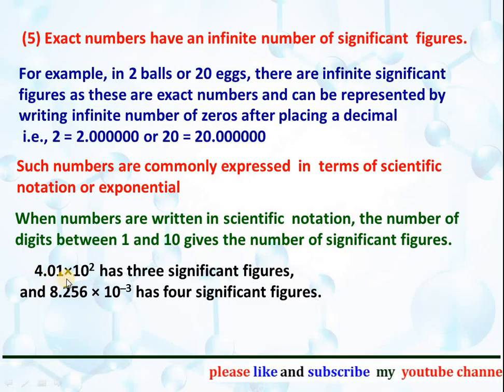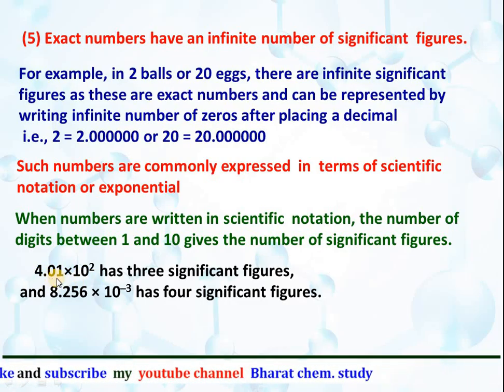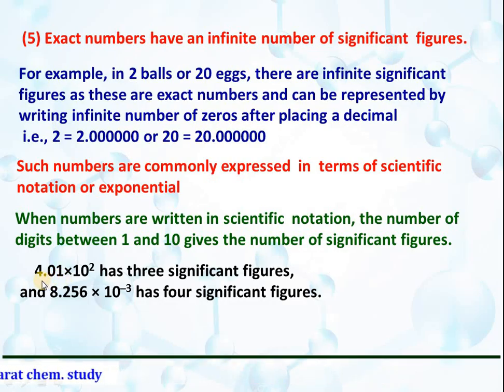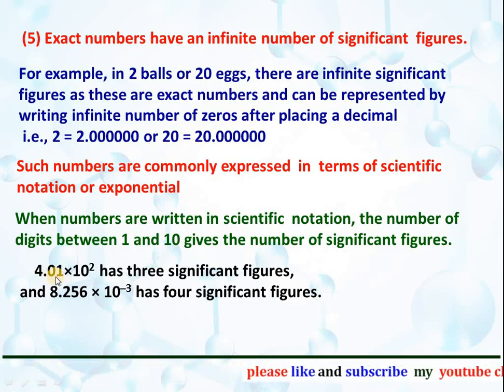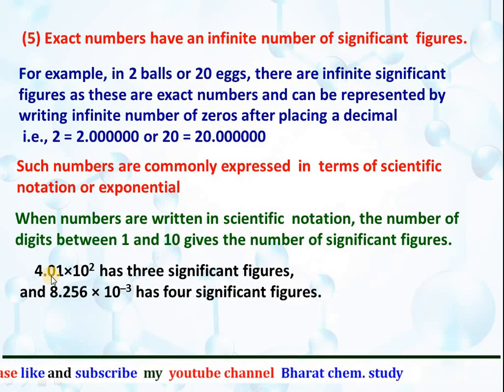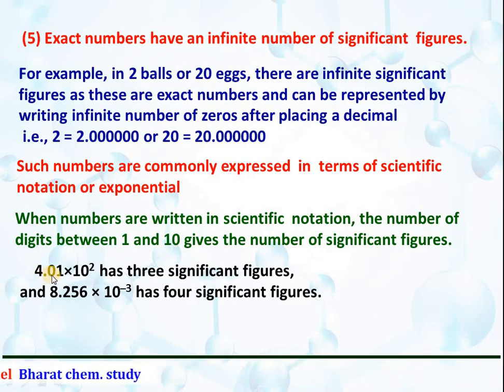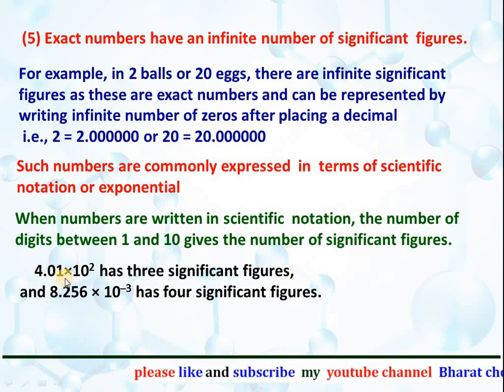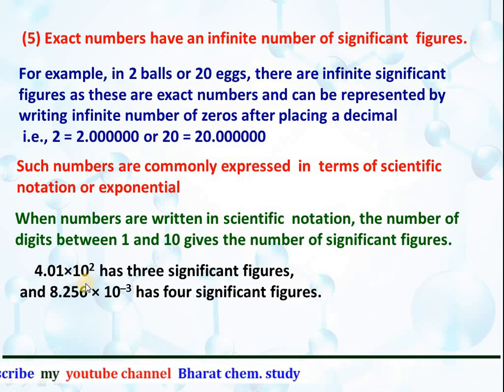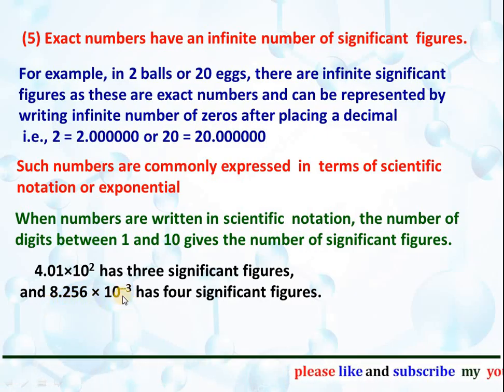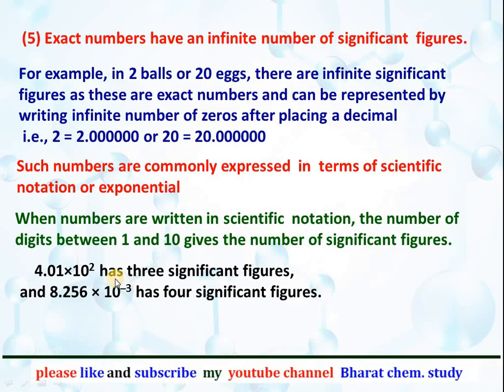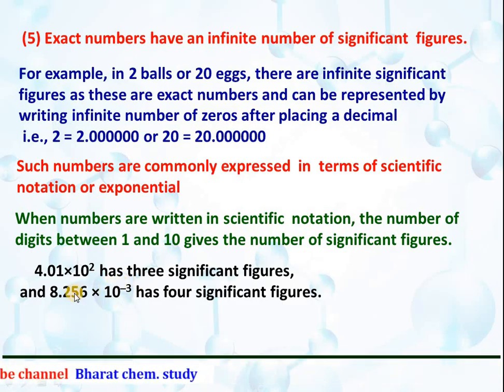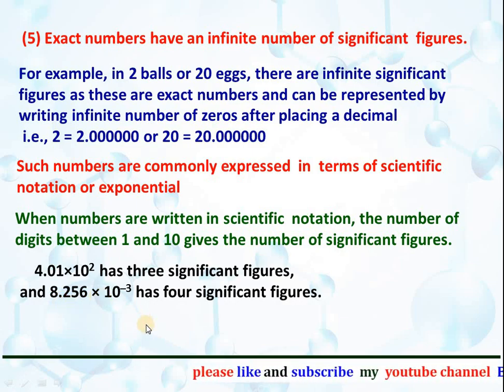In this value 4.01 × 10², all three digits 4.01 are significant because this zero is present in between two non-zero digits, so it also becomes significant. Also, it is at the right hand side of a decimal place, so it also becomes significant. So 4.01 × 10² has three significant figures. Similarly, 8.256 × 10⁻³: again, we are not going to count 10 power minus 3, it is only there to tell us the decimal place. And 8.256, all are non-zero, so it will have four significant figures.